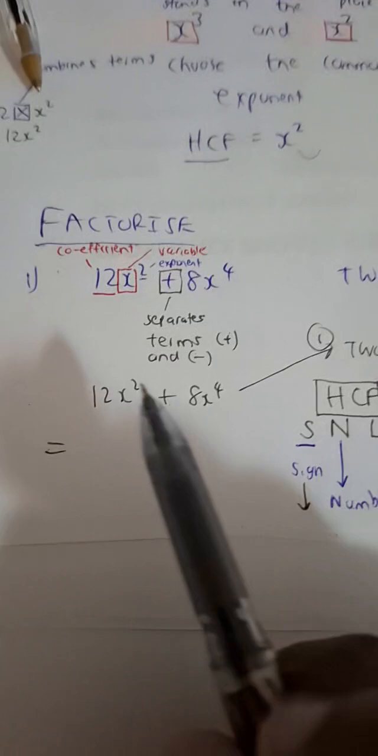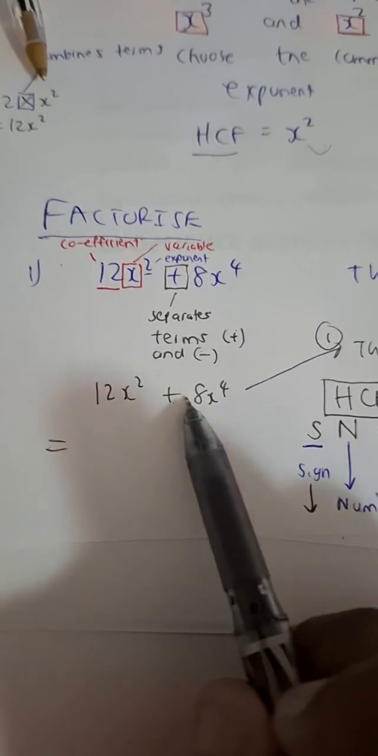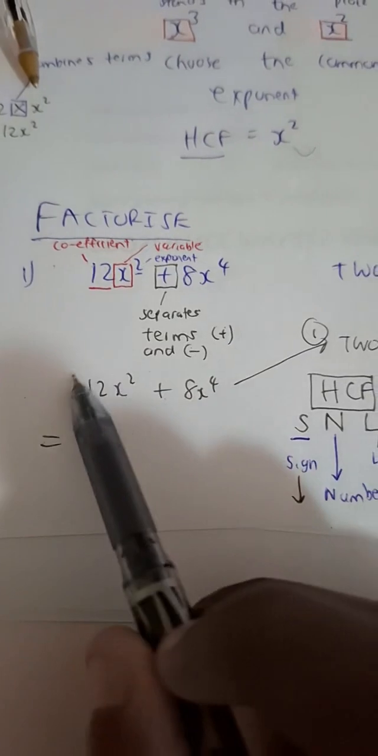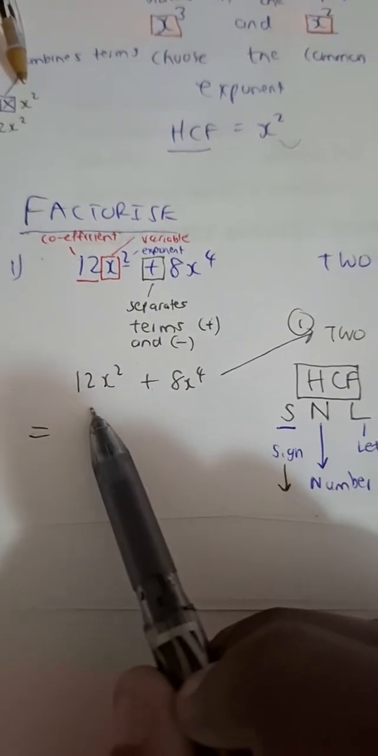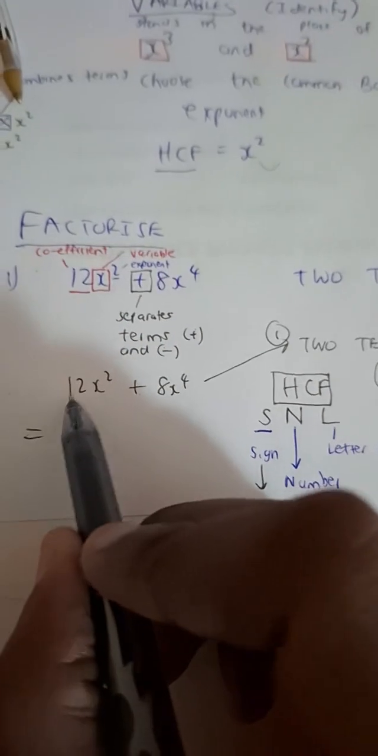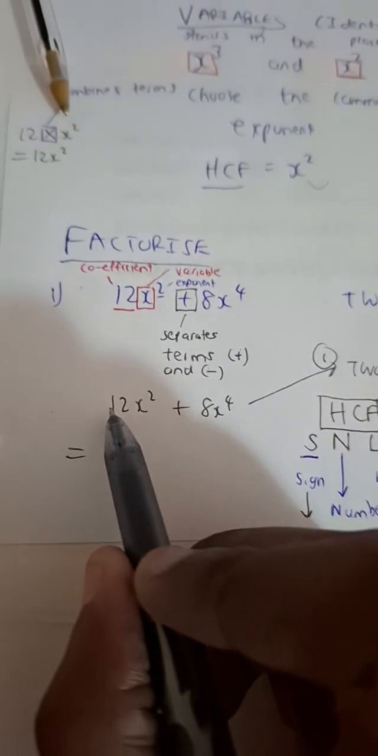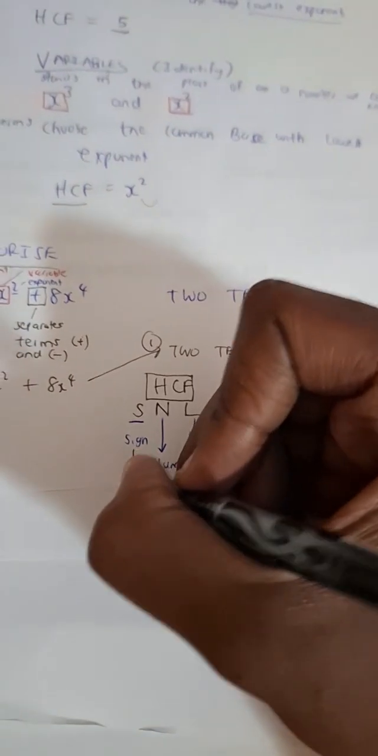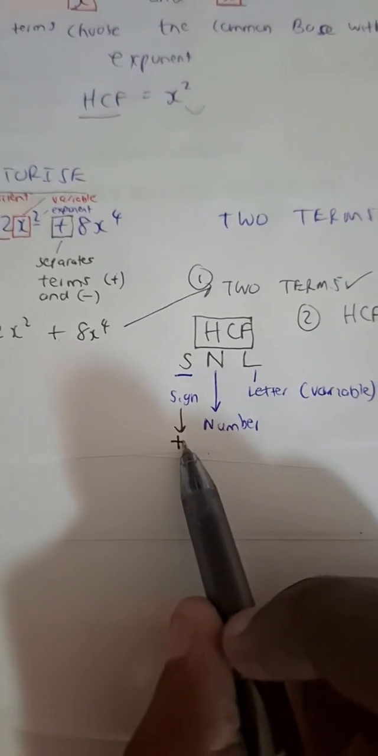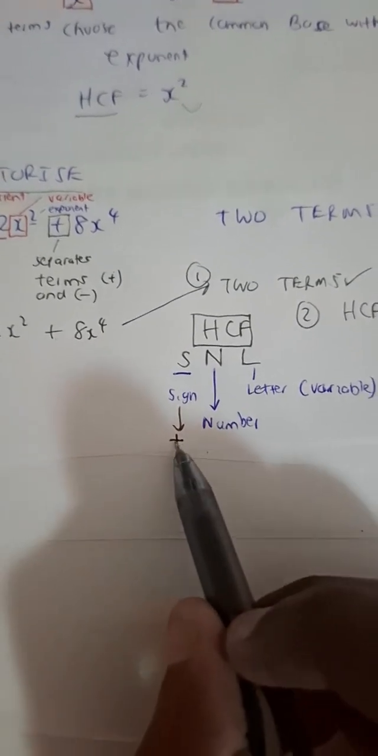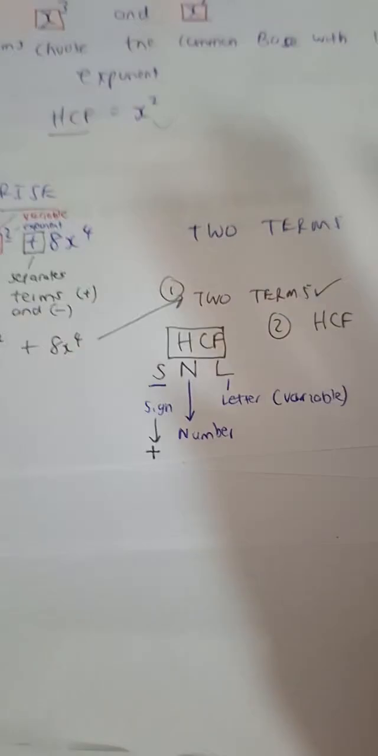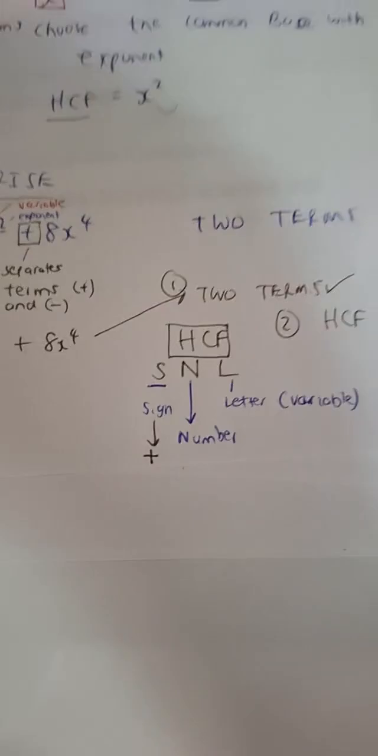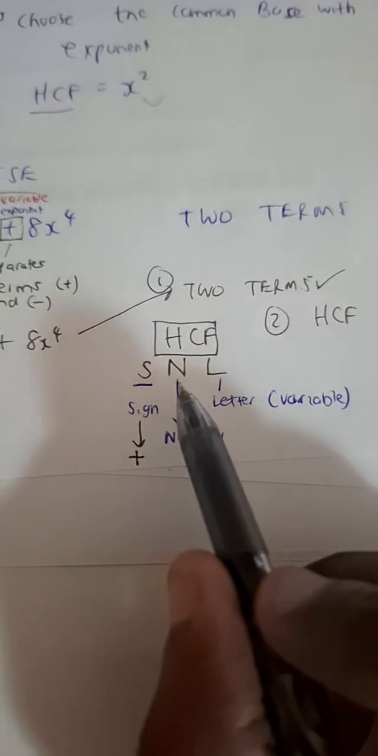All right, so we look at this and we say, okay, 12x squared plus 8x to the power 4. What sign does the first term have? If we look at the 12, it is a positive 12. So that means for our highest common factor sign, we are going to take out a positive sign. But that positive sign, guys, whether you write it or you don't, still means that the positive sign has been taken out. We move on to the next step.